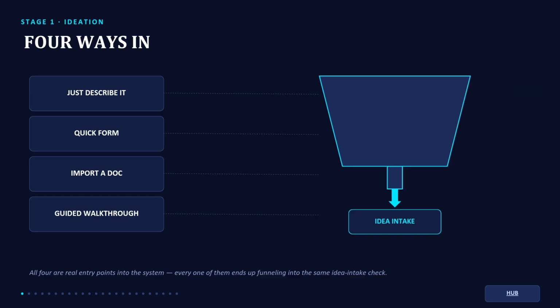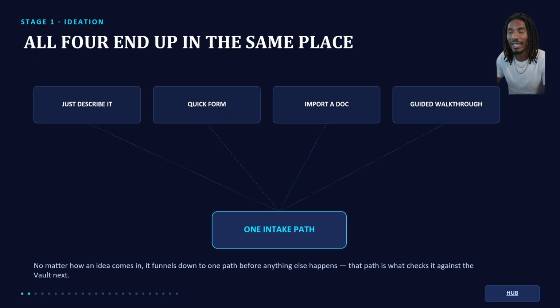And if I just type it out in plain language, it actually gets checked against a real locked list of 7 genres: thriller, crime, romance, spy fiction, prestige drama, political intrigue, fantasy adventure, so it can't quietly make up a genre that doesn't exist. Yeah, all 4 of those ways end up in the same place. One intake path every single time before anything else happens.